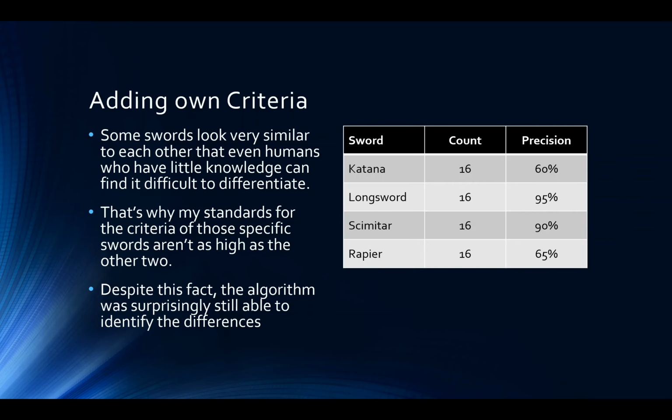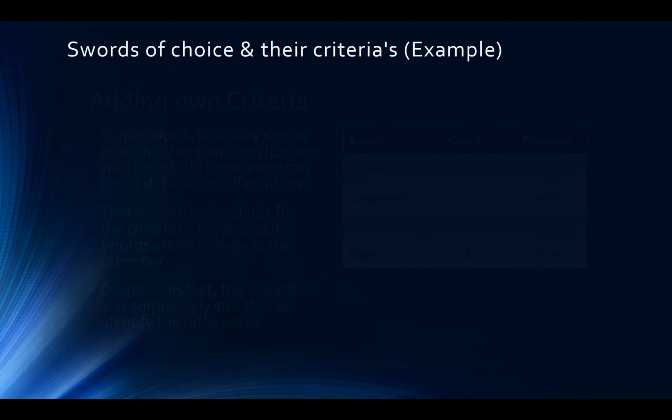And that is why the criteria for these ones are quite difficult to reach, which is why the precision for the katana, for example, is 60%, and the rapier, the scimitar and the longsword, because they are much easier to identify, their precision is much higher. Although despite this fact, surprisingly, the algorithm was still able to identify the differences between them.